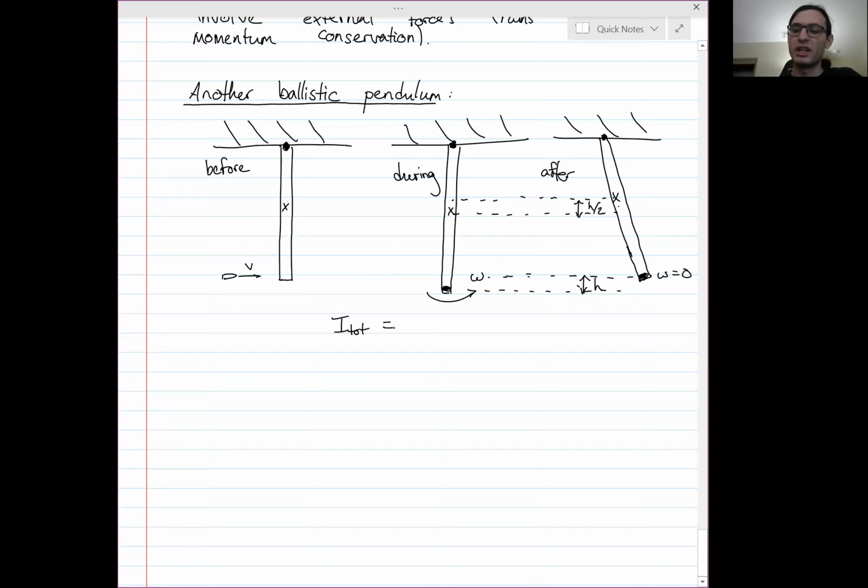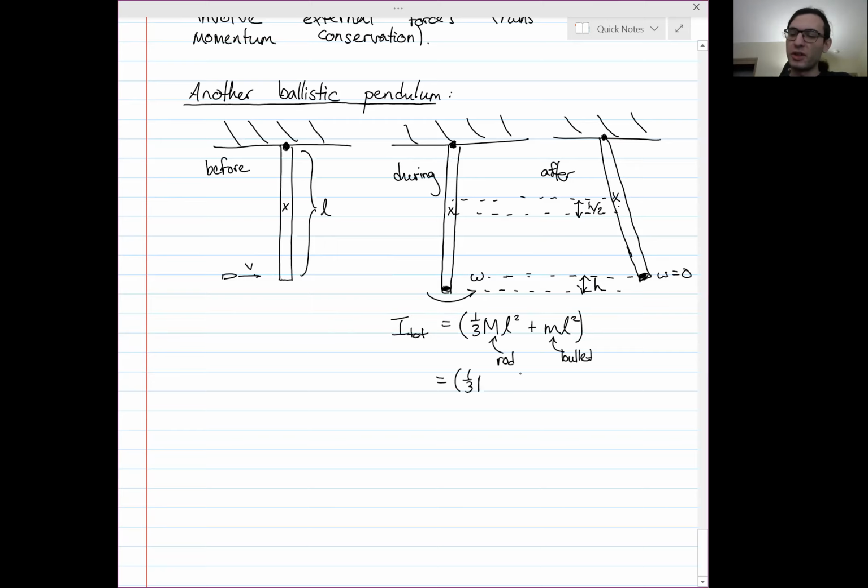So first, let's figure out the total moment of inertia, say, in this middle case, during and after, I suppose. Let's give the rod a length L. The moment of inertia about one end of the rod is 1/3 ML squared, and the moment of inertia of the bullet, a distance L from the axis, is just mL squared. Capital M being the rod, lowercase m being the bullet. So this is just (1/3 M plus m) times L squared.